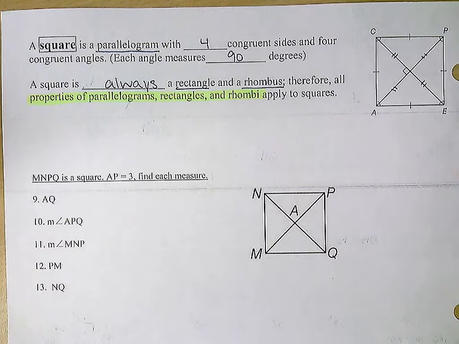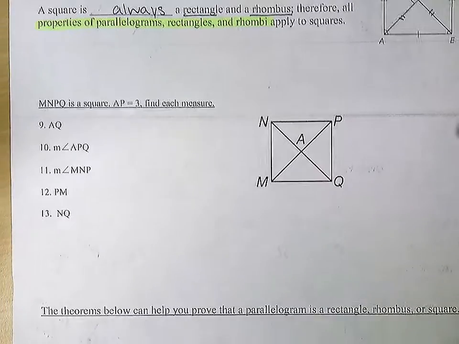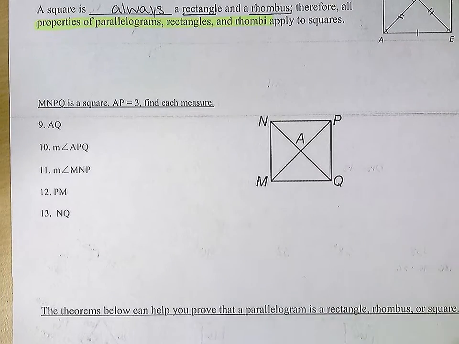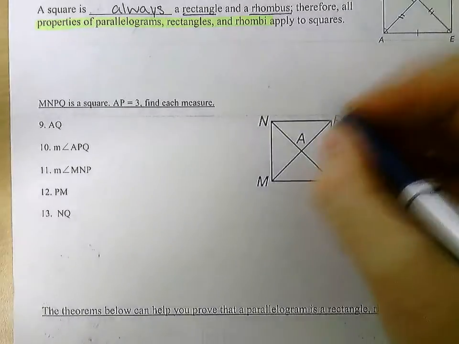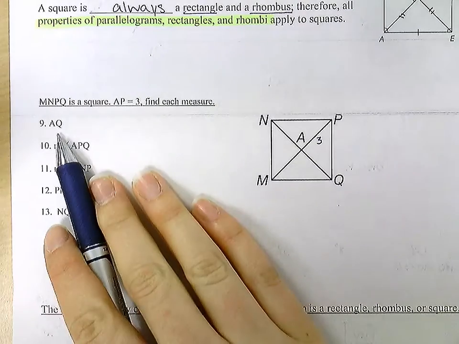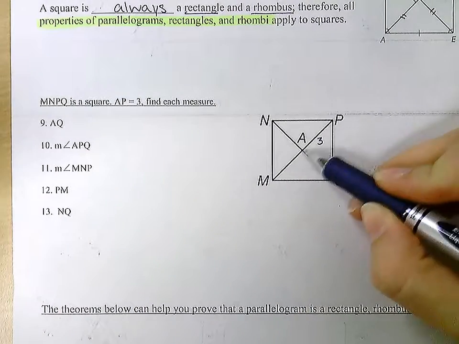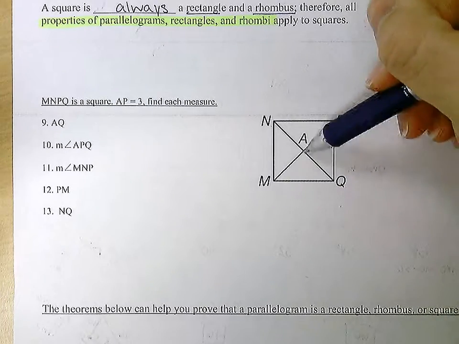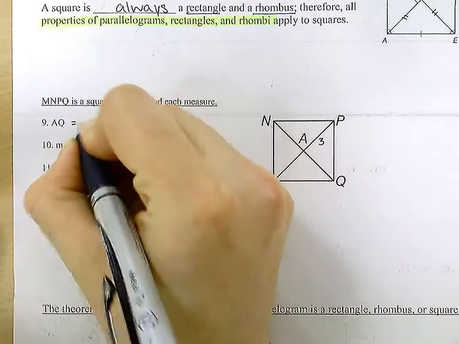So we do have a few examples here at the bottom. In this quadrilateral MNPQ, it is a square with AP equal to 3. And we want to find each measure. So number 9, we want to find AQ. Well, if AP is 3, what is AQ? 3.